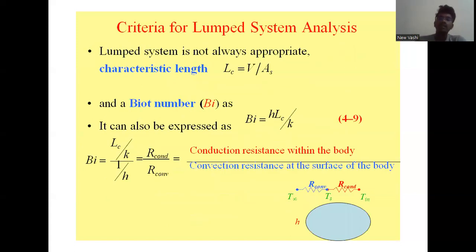Criteria for lumped system analysis. Lumped system analysis is not always appropriate. The characteristic length is L_c = V/A_s and the Biot number is Bi = hL_c/k. It can also be expressed as Bi = (L_c/k)/(1/h), that is, R_conduction/R_convection, which is the conduction resistance within the body divided by the convection resistance at the surface of the body.